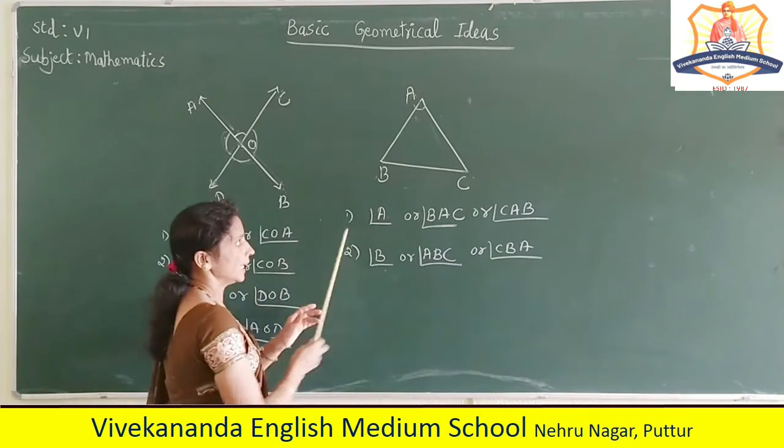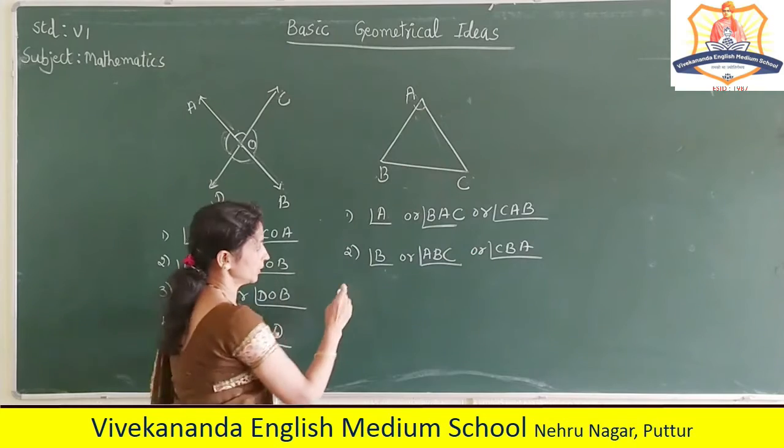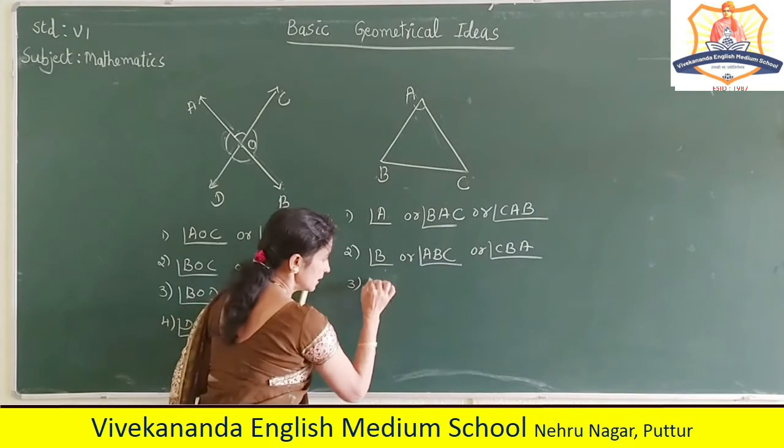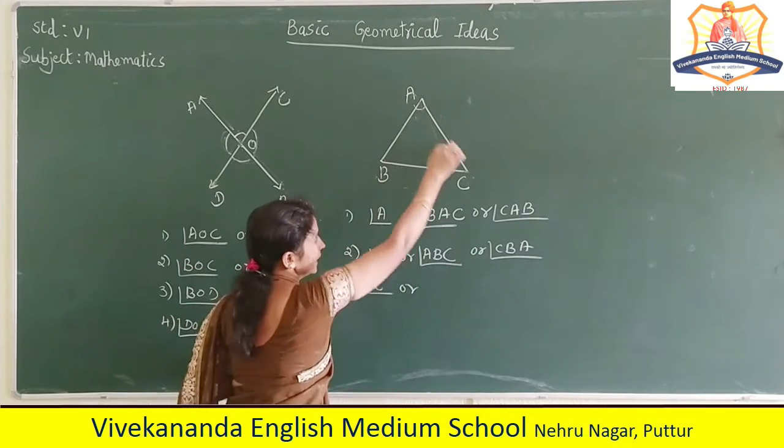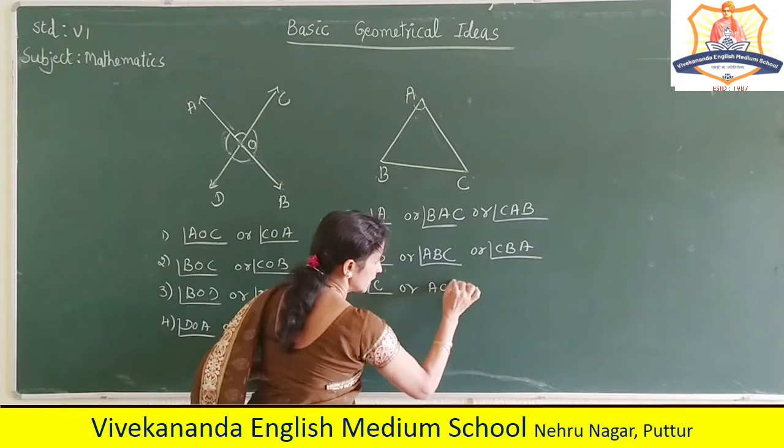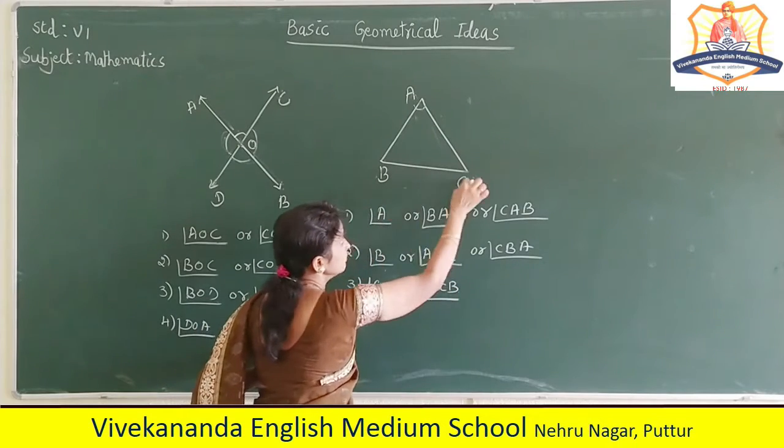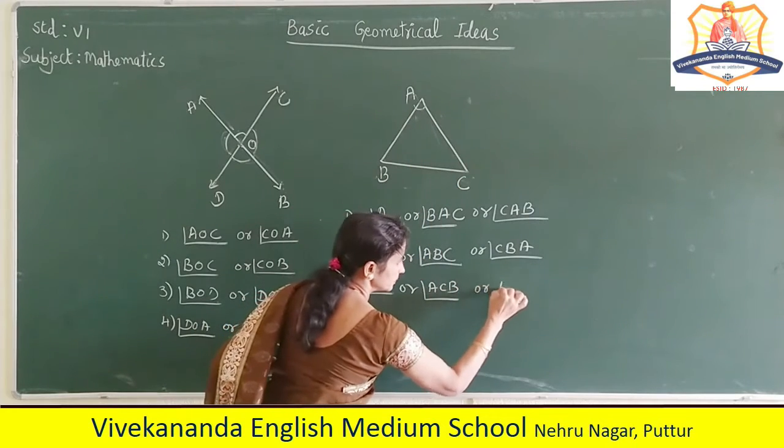The second one is angle B, or you can write angle ABC, or angle CBA. The third angle is angle C, and you can write it as angle ACB or angle BCA.